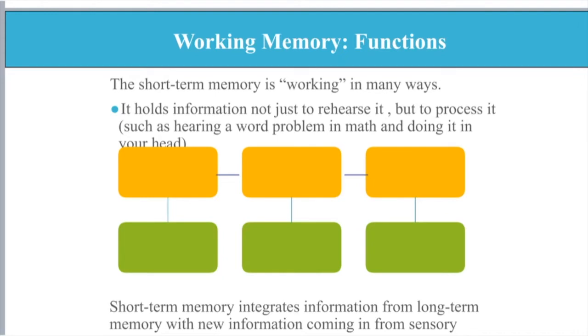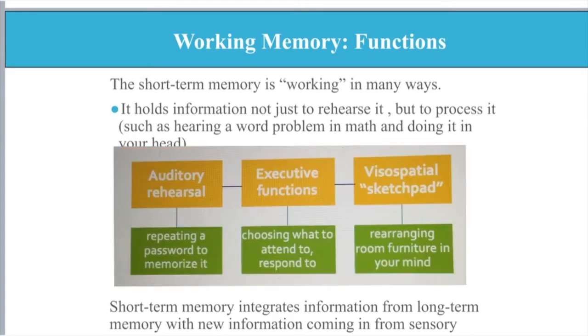And going back to that chart. So we're in storage, we've talked about sensory memories. Now we are going to shift and look at short-term memory, or as it's now called, working memory. So when we're talking about short-term memory or working memory, right, we know that this type of memory holds information not just to rehearse it, but to process it, right? Such as hearing a word problem in math and doing it in your head, right? Short-term memory integrates information from long-term memory with new information coming in from sensory.